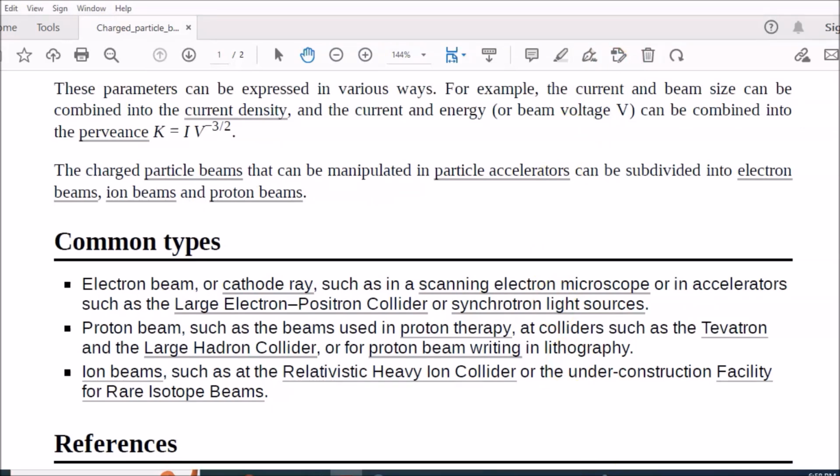These parameters can be expressed in various ways. For example, the current and beam size can be combined into the current density. So that's how dense the current is. So when it's more dense, it's going to be moving more like this jolt of electricity. And the current and energy, or beam voltage, V, can be combined into the perveance. K equals I multiplied by V to the -3/2 power.